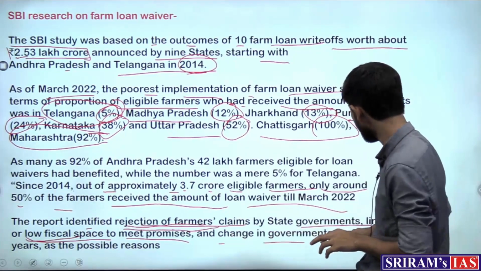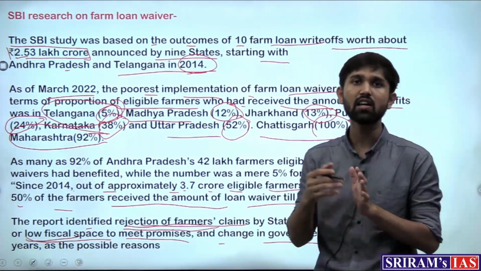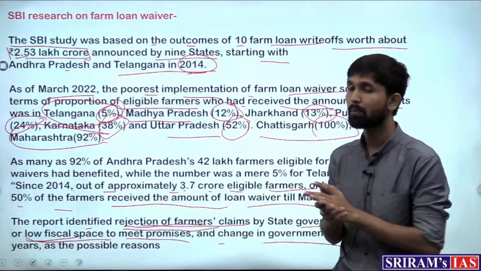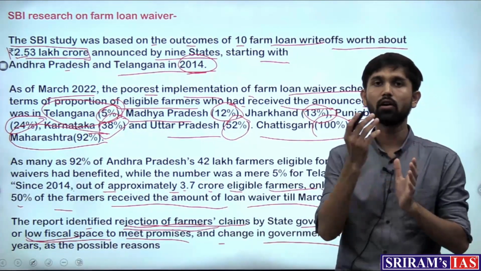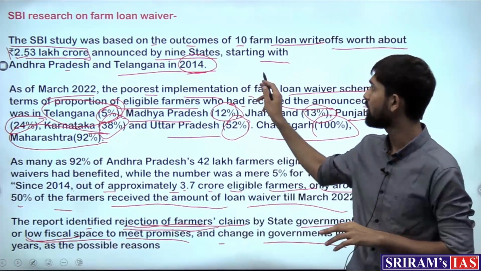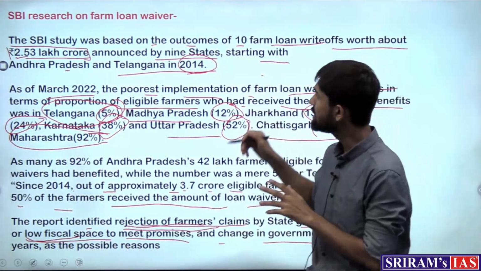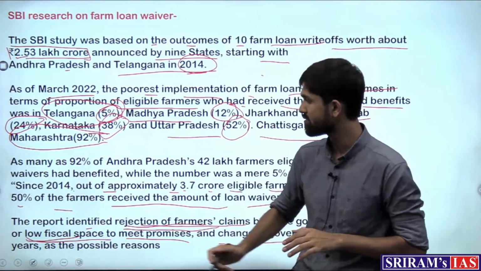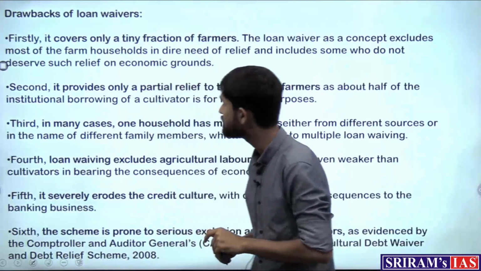And change in governments, the governments keep changing and the schemes keep getting modified, which is also a reason the report cites as possible failure or inadequate completion of these farm loan waiver schemes. So in this backdrop, can we look at some other drawbacks of the farm loan waiver schemes as well? What are some of the other drawbacks?